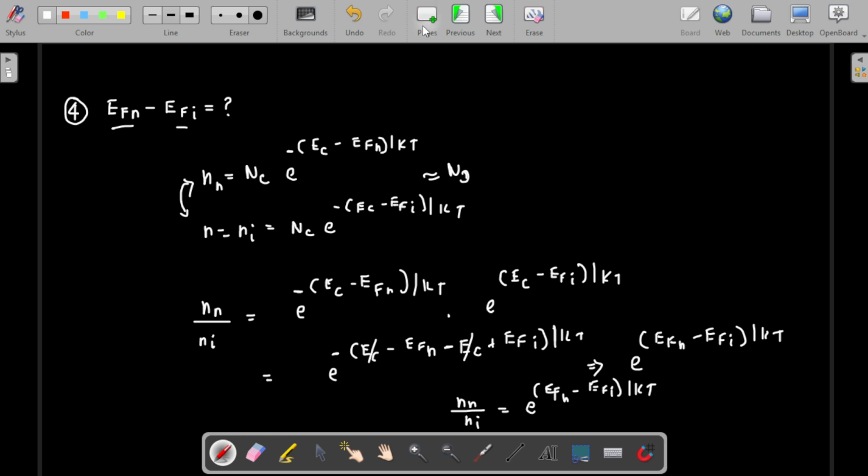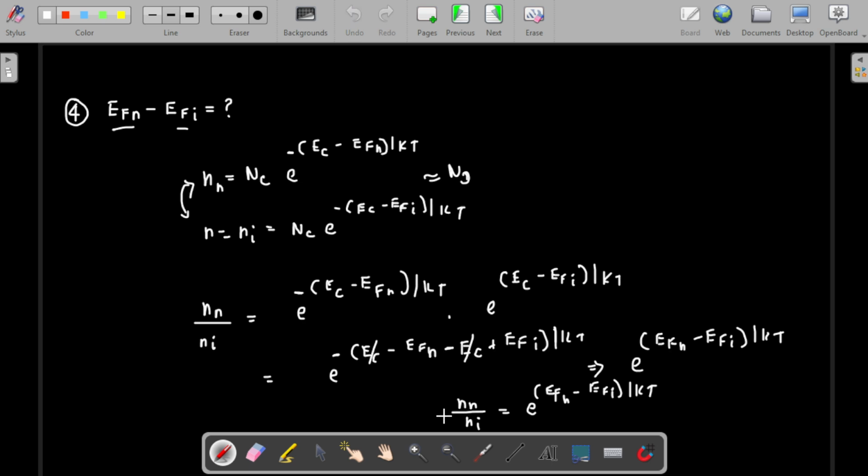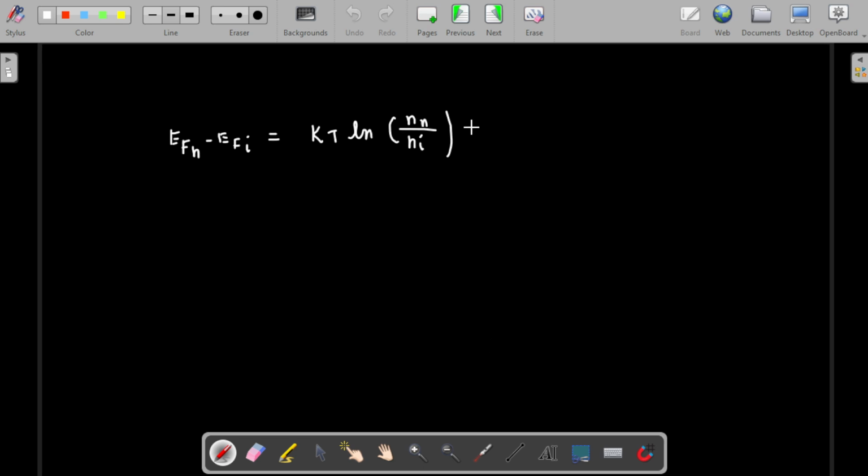So let's rewrite it again. If we take ln, the EFN minus EFI, this is the required thing, right? So it will be equal to kT ln nn divided by ni. We have done nothing special. We have taken ln on both sides and made this term, and this is a product, as we did last time, right? So it will be approximately equal to kT ln, nn can be written as the donor atom ND, divided by ni. Okay, so this is the fourth one we are getting.